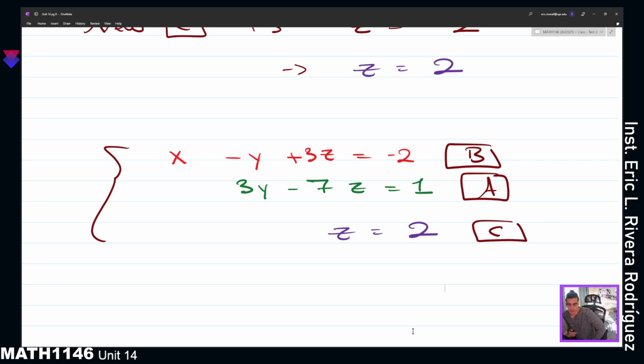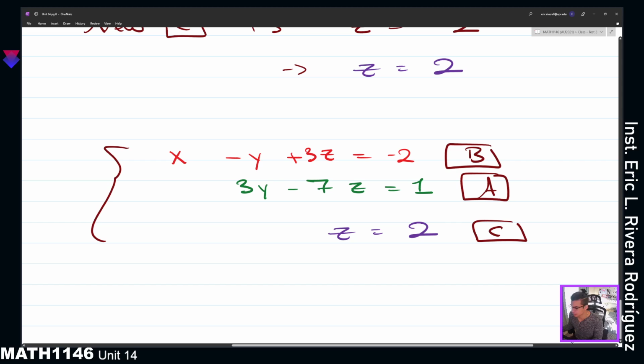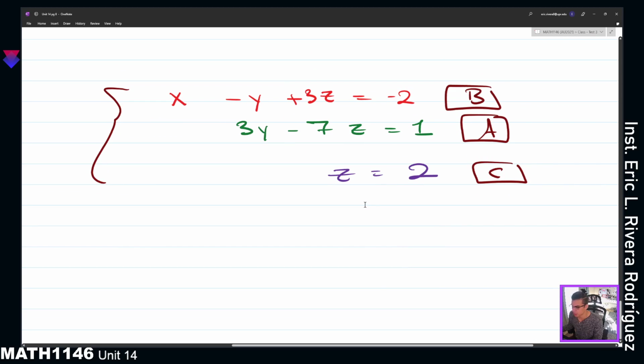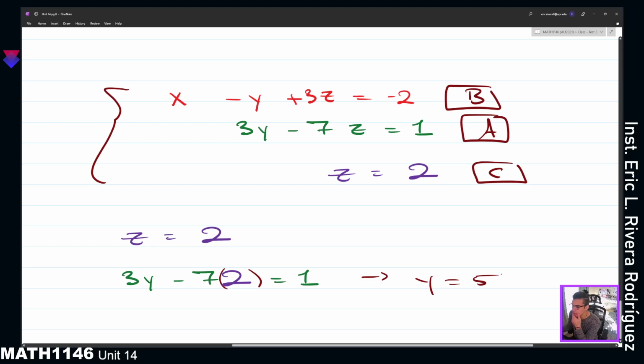Now that we have the triangular shape, we can do back substitution. How are we going to do back substitution? So in C, the value of Z is 2. So we have that value. Then we are going to take equation A and we are going to substitute Z with 2. Okay, and solving this equation, we got 14, then 15, 3 divided by 15, y is going to be equal to 5.